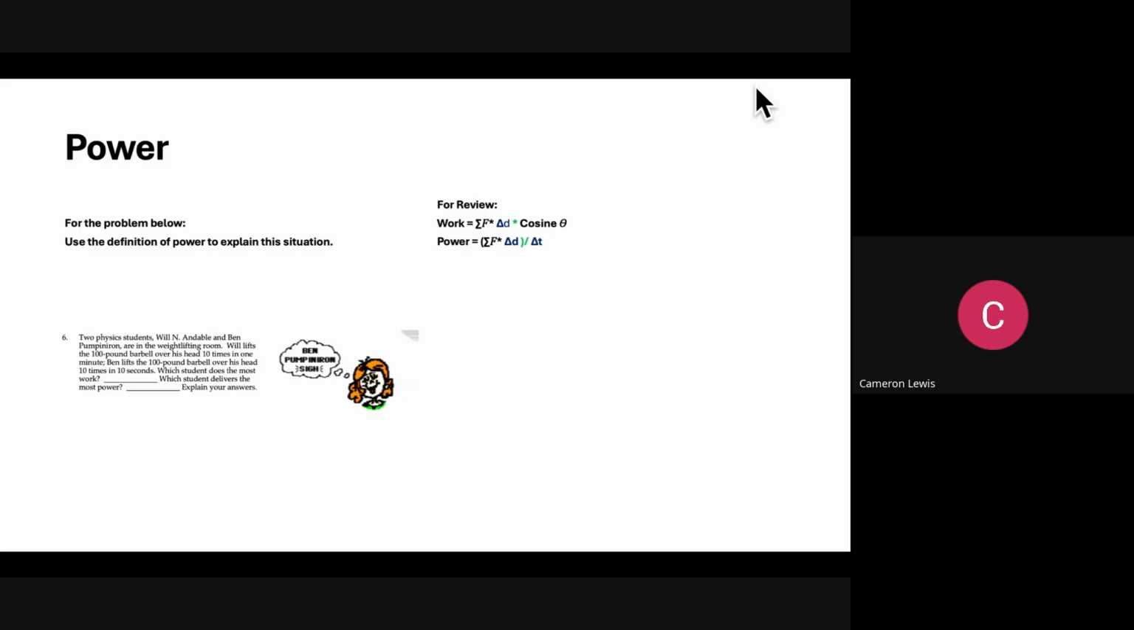So let's try and dissect this one. First they ask about work. Let's take it by the definition of work. Work is the amount of change in energy, or it's the amount of force that you apply over a distance. Now, let's look at this. Will and Ben, let's assume they're the same height. If they're lifting over their head, are their distances different or the same if they're the same height?